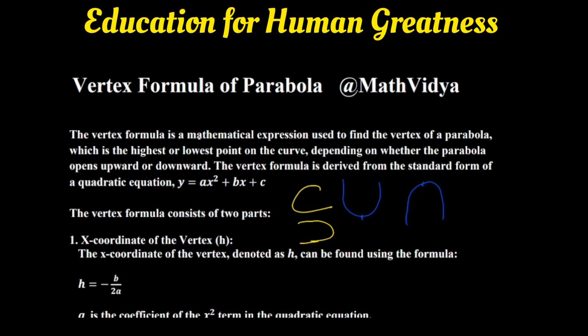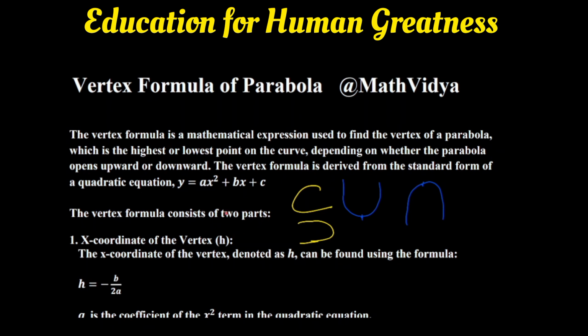The vertex formula is a mathematical expression used to find the vertex of a parabola, which is the highest or lowest point on the curve, depending on whether the parabola opens upward or downward. Now we are going to discuss a general equation: y equals ax square plus bx plus c. As you can see, this is a quadratic equation form.